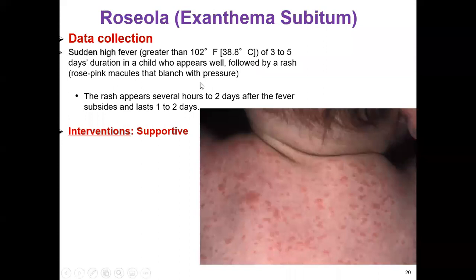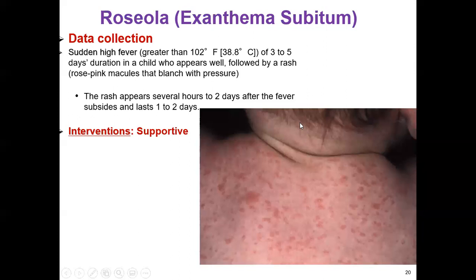And what are the presentations? Sudden high fever, body temperature greater than 102 Fahrenheit, lasting 3 to 5 days in a child who appears well, followed by the rash. You see the rash in the picture: rose pink macules. This rash appears hours to 2 days after the fever, and usually starts from the neck.